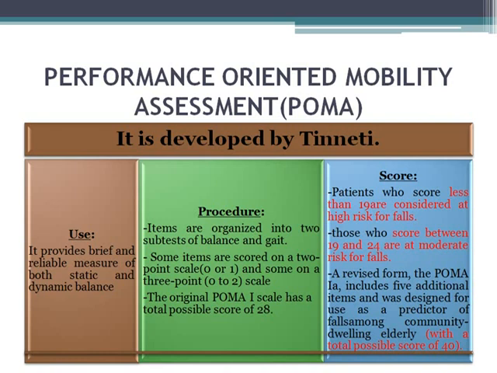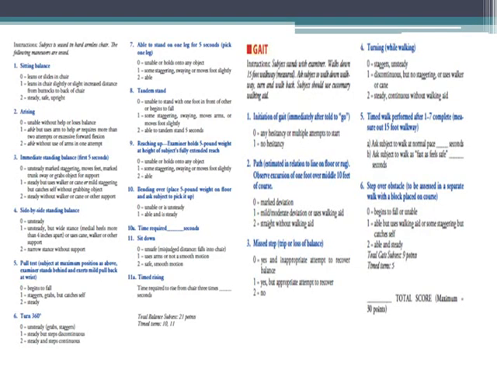A revised form, the POMA 1A, includes 5 additional items and was designed as a predictor of falls among community-dwelling elders, with a total possible score of 40. That is the new POMA 1A score. This is the POMA scale, in which there are 11 balance tasks and 6 gait tasks, and the maximum score is 28.